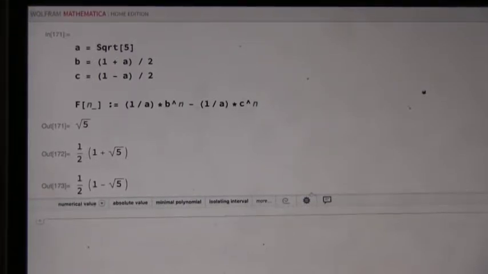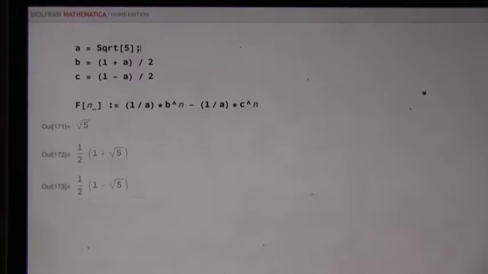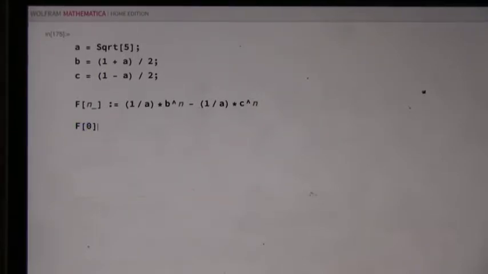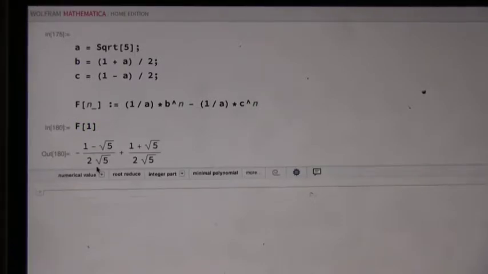And you know what? Just to save a little room and make it easier for the camera, let's get rid of that output. So now I just want to do, what's F0? What should that be? Should be 0. Okay, and it is. F of 1. F of 1 should be 1. Uh-oh.